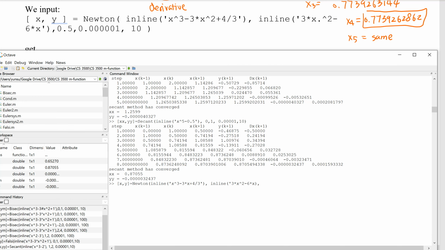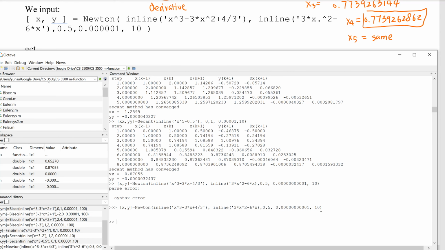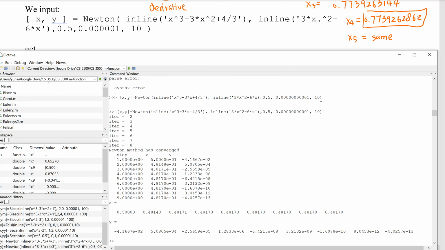Okay, and x0 is 0.5. And then the tolerance, let's do 0.0001, all ones, and let's do 10 iterations. Syntax error. Let's see. Oh, okay, I missed a quotation mark here. Sometimes we have to be very careful because a little mistake and we'll get an error.